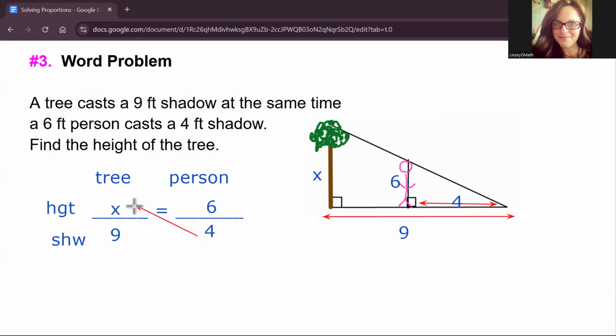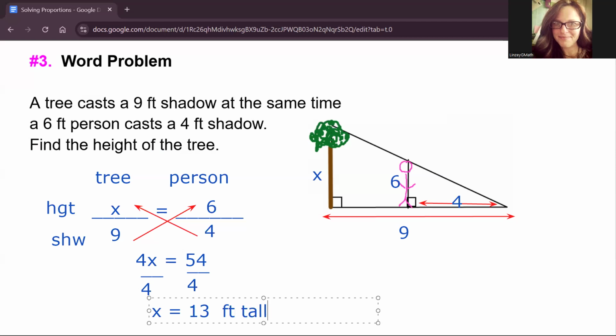And then we'll solve our proportion. We'll cross multiply. And we get 4x is equal to 54. And then we'll divide by 4, and 54 divided by 4 is 13.5. So the tree is 13.5 feet tall.